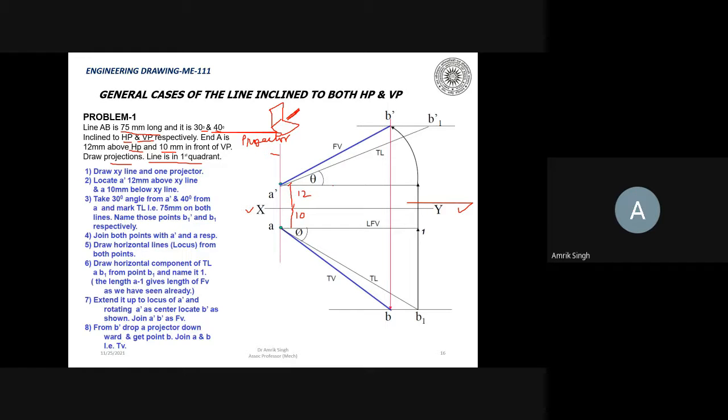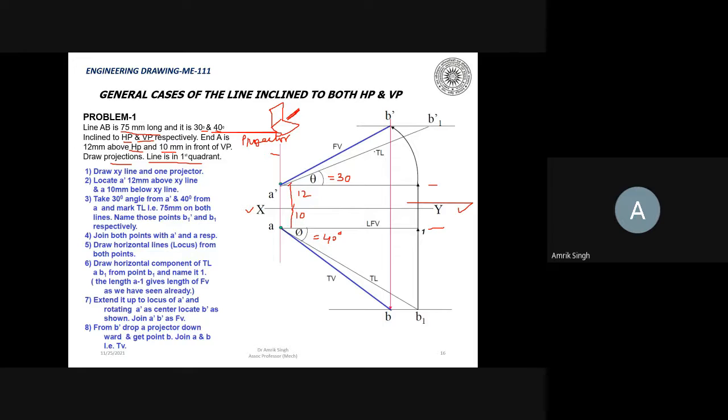Then from here, you draw this horizontal line, this line and this line. Now take the 30 degree angle from A and 40 degree from A. It says it is inclined 30 degree to HP, so we'll draw theta as 30 degree. The HP one you will draw upward, and this will be drawn as 40 degree. Clear? So you have drawn A dash, this line, and this line. Or should I draw it and show you? Is this understandable?